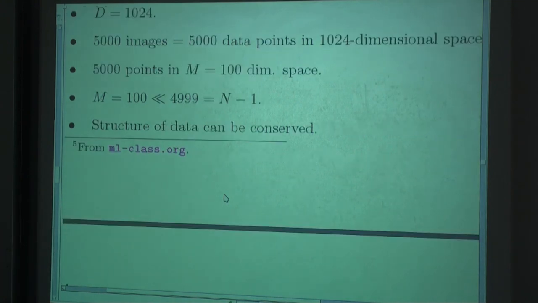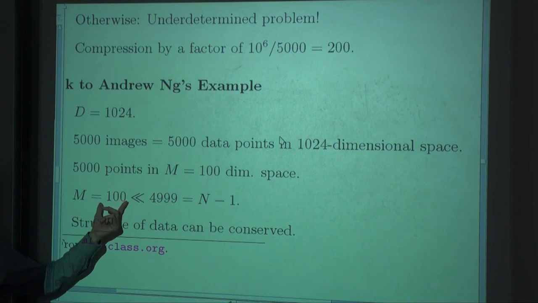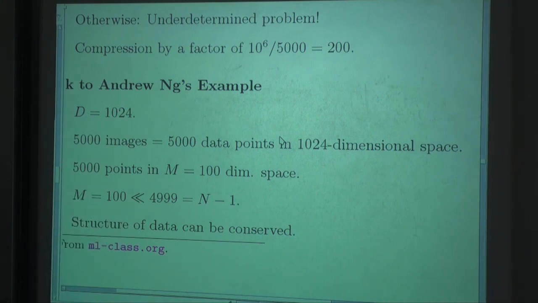But back to Andrew Ng's example. He used a 1024 dimensional space and 5,000 images, and they were projected onto a 100 dimensional subspace. And now you see the dimension of the subspace is much smaller than the number of data. And so here we have an overdetermined problem, which we can solve with our methods with quite good accuracy and stability. And that's the reason why in this example, the structure of the data can be conserved. And it would be a nice experiment to look at how it would work with 1 megapixel data, and I guess the structure wouldn't be conserved very well.